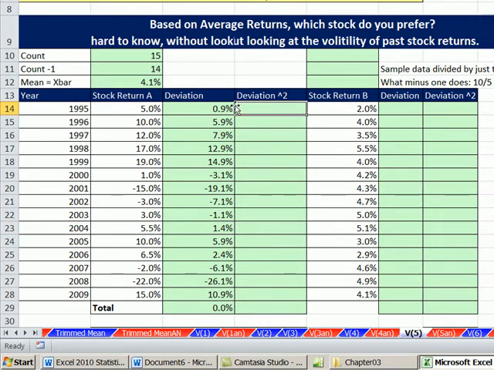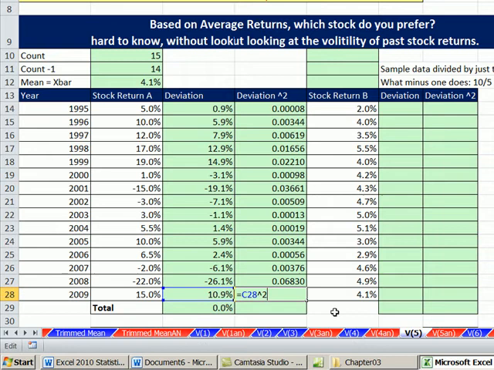Now, there are other calculations. For example, you could take the absolute value and then average these. But standard deviation is the most common measure used. So that's what we're going to do. We're going to take each deviation and shift 6 to get the caret, which is exponent 2. And then I copy it down. Check the last one, and there it is.